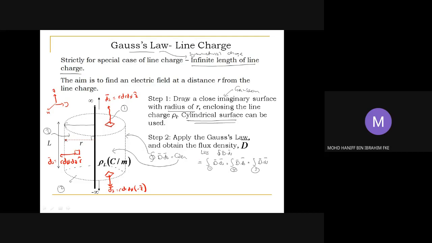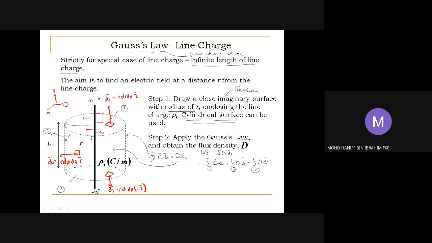For surface number 1, we can see that based on this infinite length of line charge, and from what we have learned before, the flux directed from this infinite line charge will be in the direction of r.